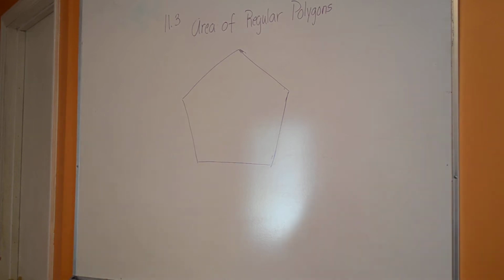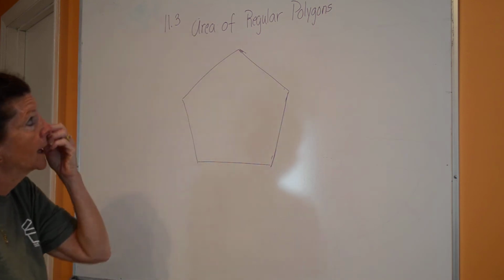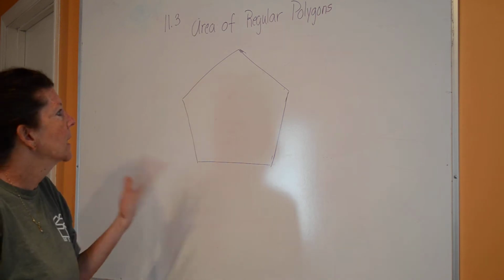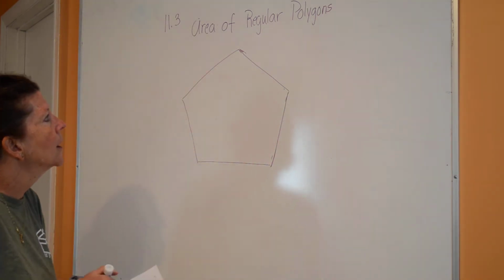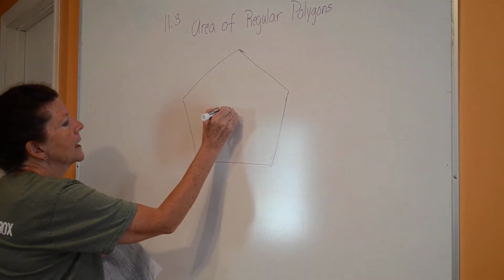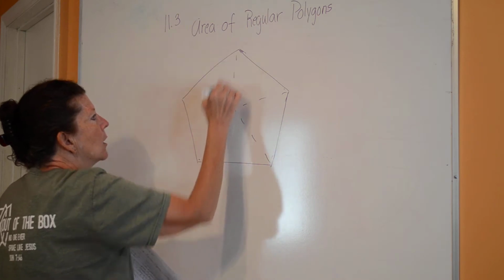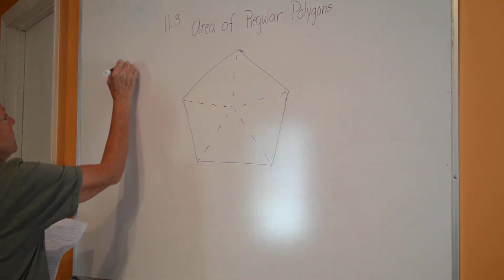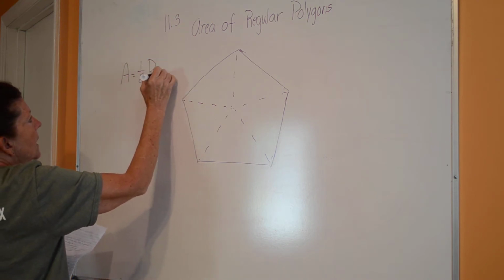All right, this is the teaching on lesson 11.3, and it's the areas of regular polygons. Polygons are like hexagons, pentagons, heptagons, octagons, but they all have congruent sides. Any polygon can be looked at as being divided into triangles, and those triangles all have the same size. The area of a polygon is 1/2 the perimeter times the apothem.